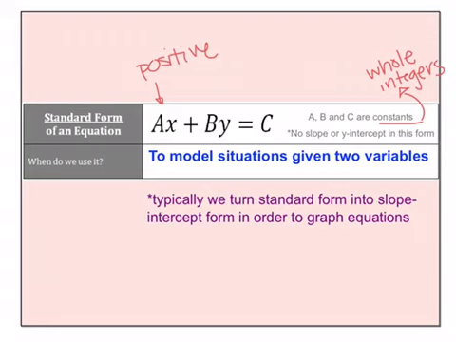We typically turn standard form into slope-intercept form before we go ahead and graph. So remember, slope-intercept form is just y equals mx plus b. So anytime you're trying to graph, make sure it's in y equals mx plus b.